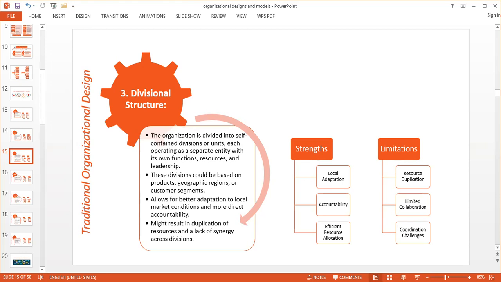Divisional structure allows for better adaptation to local market conditions and more direct accountability. It might result in duplication of resources and lack of synergy around the divisions. The strengths of divisional structure are that it is locally adaptable, accountable, and has efficient resource allocation. While the limitations of divisional structure organizational design are resource duplication, limited collaboration, and coordination challenges we have to face.